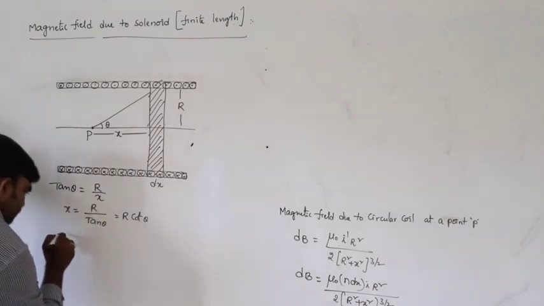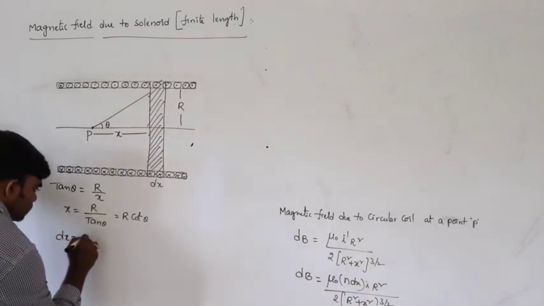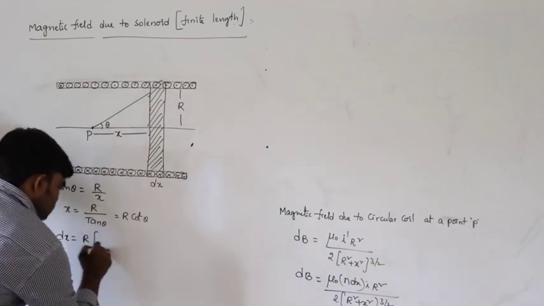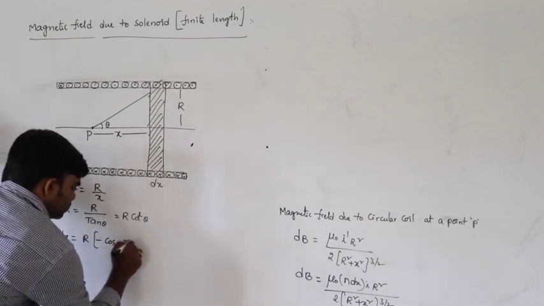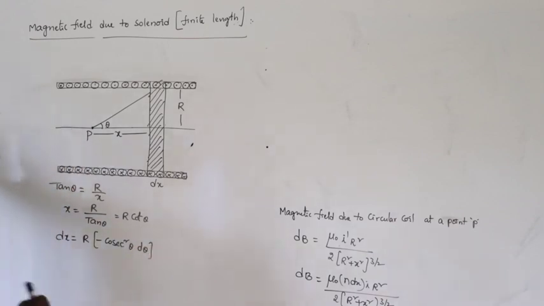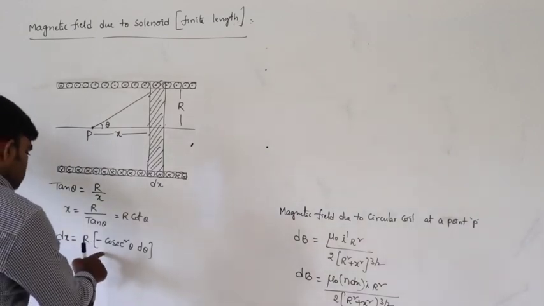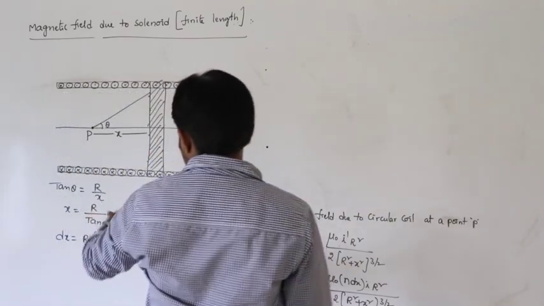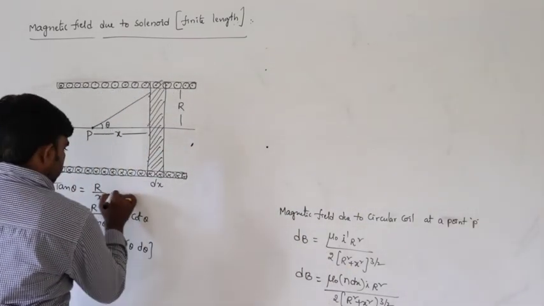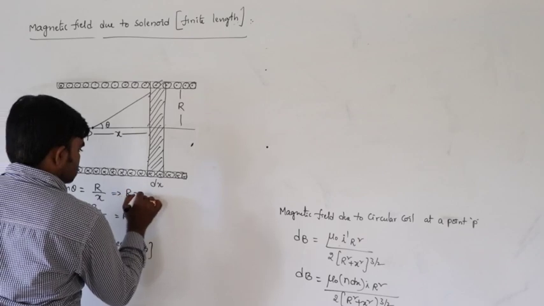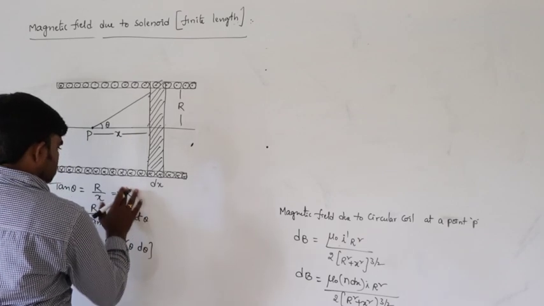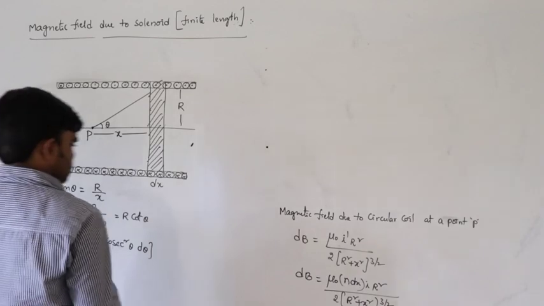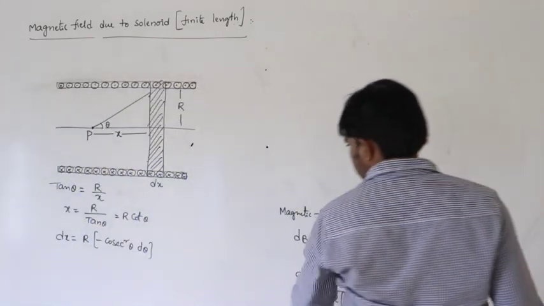Differentiating on both sides, dx equals r into the differentiation of cot theta, which is minus cosecant square theta d theta. So just substitute the value of dx in the above equation, using x equals r cot theta.